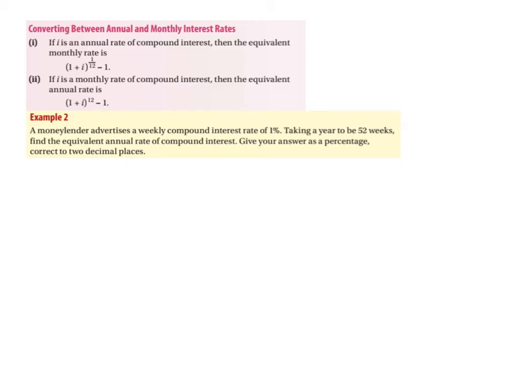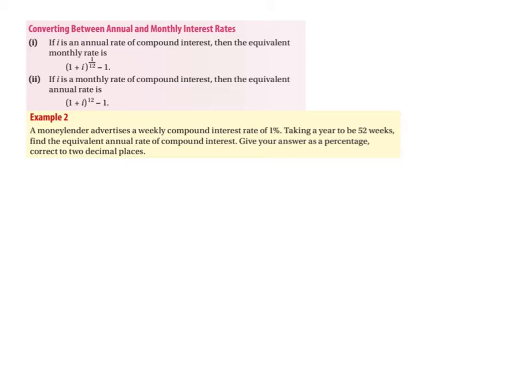Now, if you think about it, this is the one that we're going to use most, because when given a mortgage, etc., you're given an annual rate of interest, but what you actually pay is monthly. So what we have to do is take that annual rate and change it into a monthly rate so that we can apply it on a monthly basis. Okay, let's have a look at example 2.